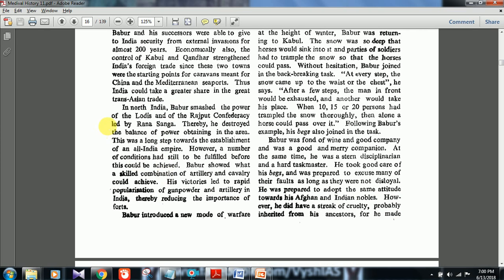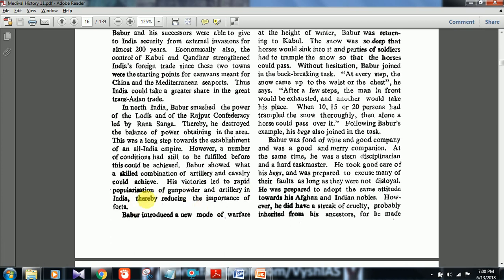In North India, Babur smashed the power of the Lodhis and of the Rajput Confederacy led by Rana Sanga. Thereby, he destroyed the balance of power obtaining in the area. This was a long step towards the establishment of an all-India empire. However, a number of conditions had still to be fulfilled before this could be achieved. Babur showed what a skilled combination of artillery and cavalry could achieve. His victories led to rapid popularization of gunpowder and artillery in India, thereby reducing the importance of forts.